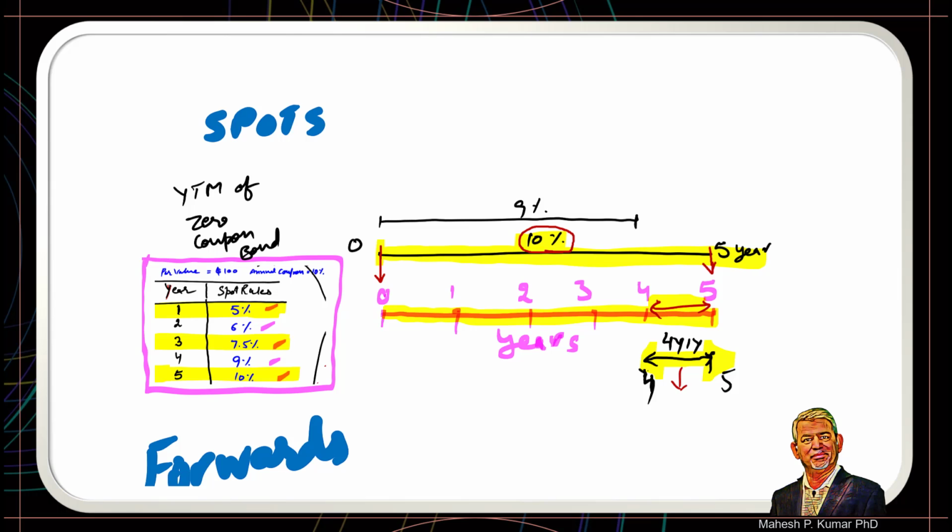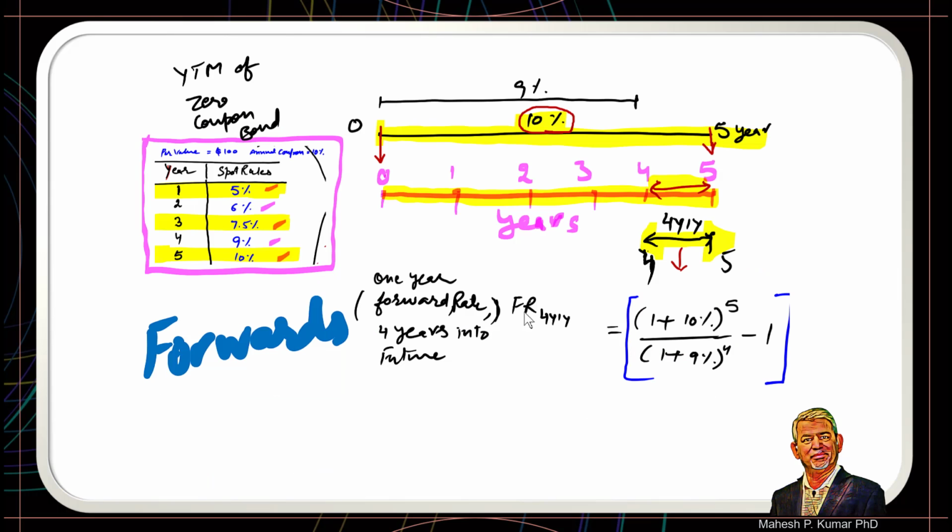And let us do that. So what we are doing now is calculating the forward rate 4y 1y, which means we are calculating the 1 year forward rate 4 years into the future. In order to do that, we will use this formula: 1 plus 10%, which is the 5th year spot rate, exponent 5, divided by 1 plus 9%, which is the 4th year spot rate, exponent 4, minus 1.